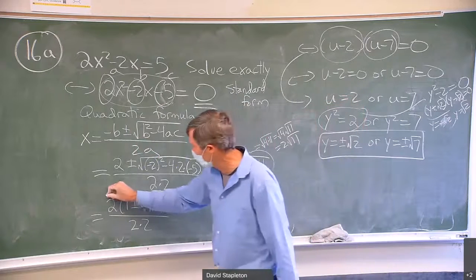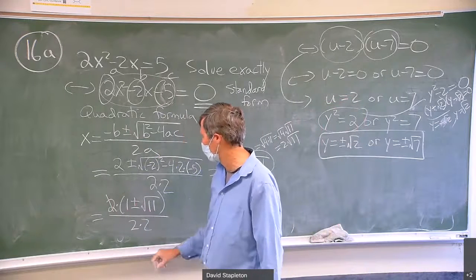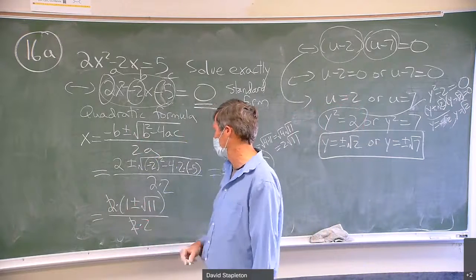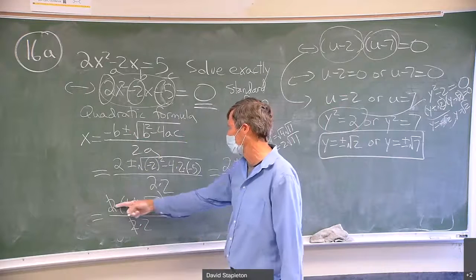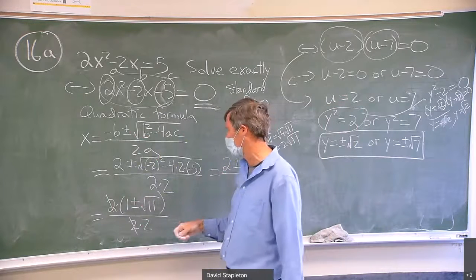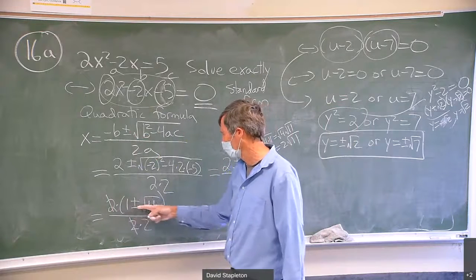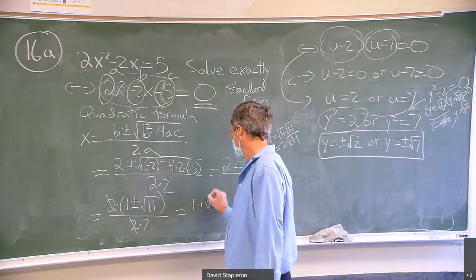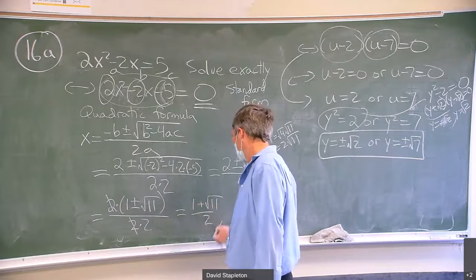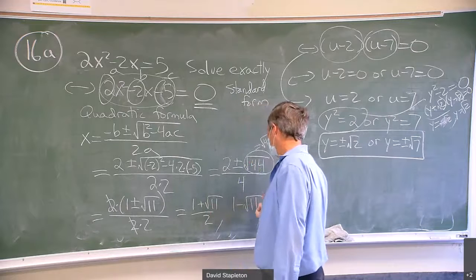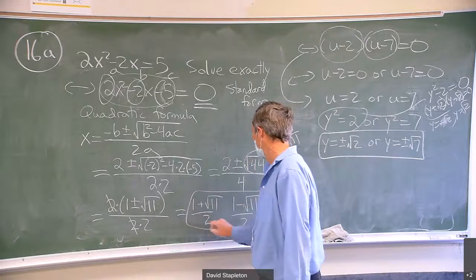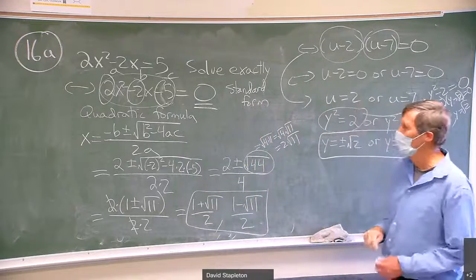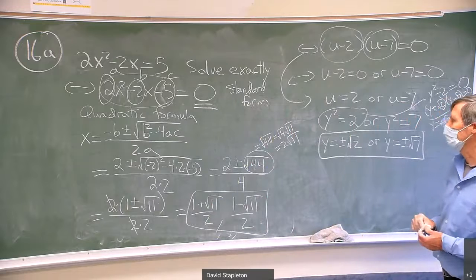And now I can cancel the factor, something that multiplies the whole top, with the factor of the bottom, something that multiplies the whole bottom. So factors are things that multiply together. Terms are things that are added. I cancel the factor of the top and the factor of the bottom, and I get 1 plus square root of 11 over 2 is one solution. 1 minus square root of 11 over 2 is the other. I wanted you to simplify it like that. Good.